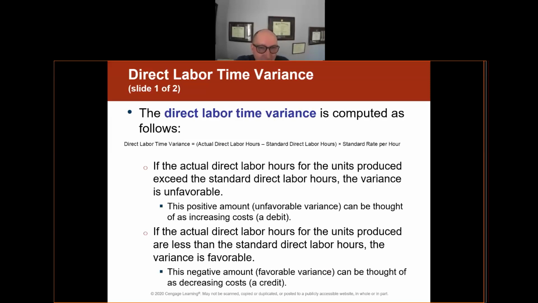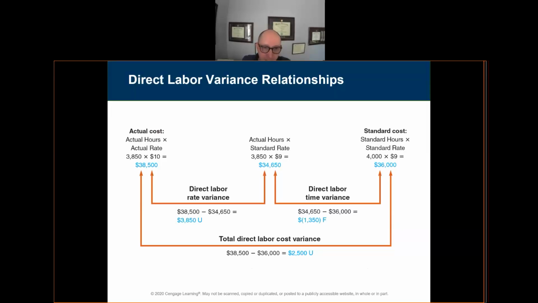Okay. Oh, I'm sorry, did I go back a slide? I must have. Yep, I did. I apologize. So this is, again, the same pictorial as before, just the difference here is we're talking about labor. Your actual cost was 38,500. The standard cost was 36,000. That's an unfavorable variance of 2,500.